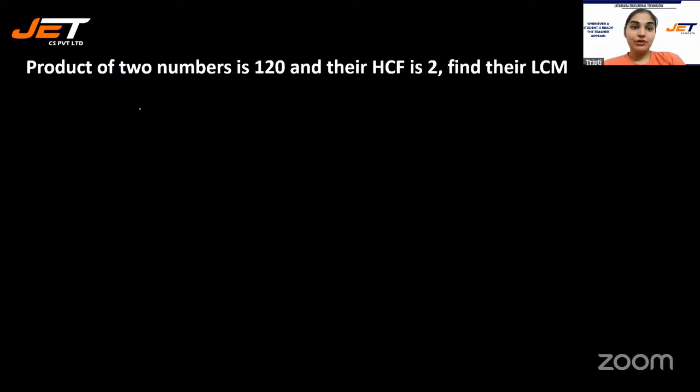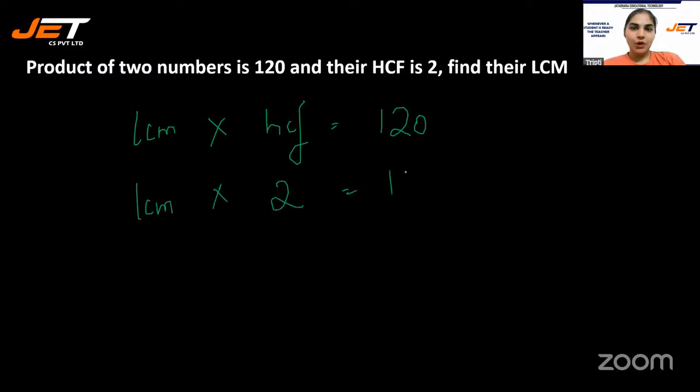Okay, so this time product of two numbers means LCM times HCF is given to us, which is 120. If their HCF is 2, find the LCM. First, whatever is the word problem, you need to write it in the form of an equation.